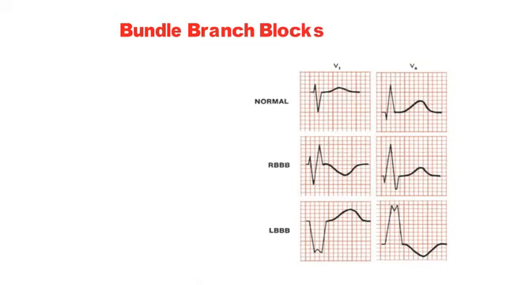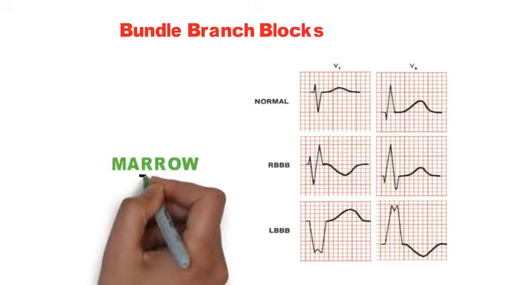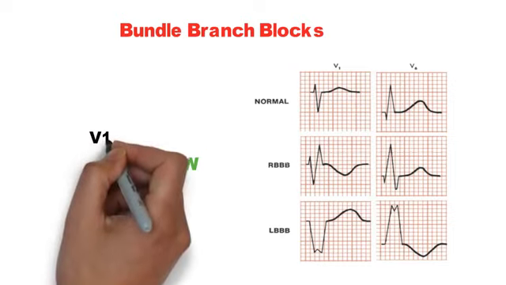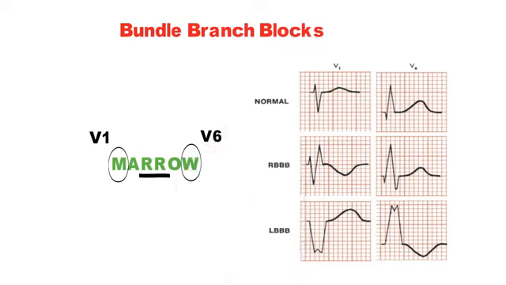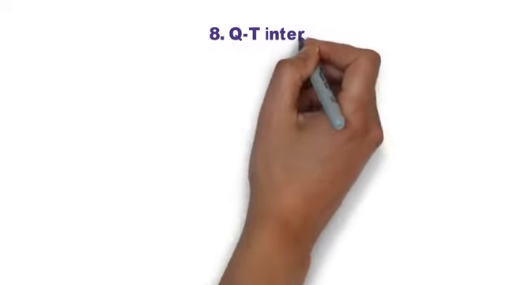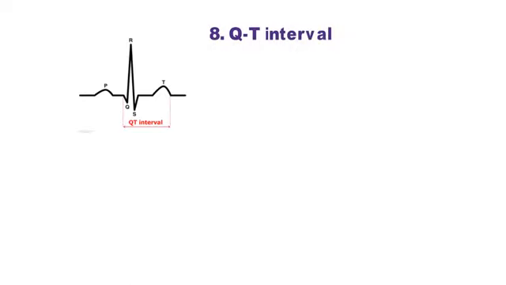In RBBB, there is M pattern in V1 and W pattern in V6. You can remember it with a mnemonic MARROW, where double R is for RBB and M in V1, W in V6. Similarly, you can remember ECG of LBB by a mnemonic WILLIAM, where W pattern in V1 and M pattern in V6 is present.